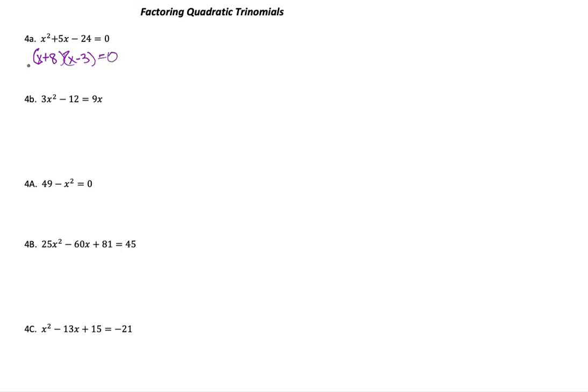So now you can set each of those factors equal to 0. X plus 8 equals 0. X minus 3 equals 0. And by now you're probably pretty good at solving these in your head. X is going to be either -8 or a +3.